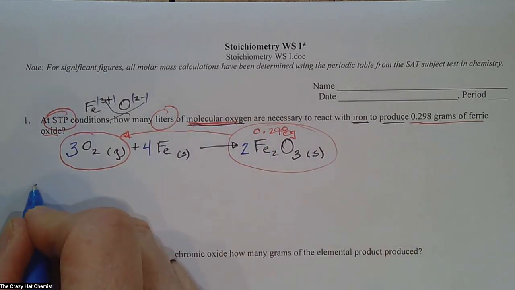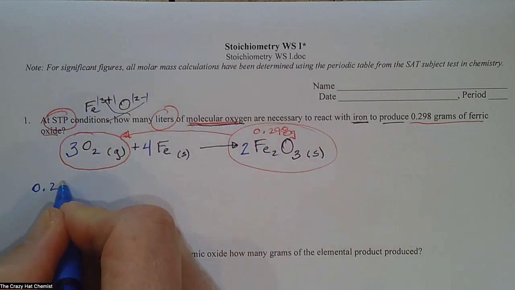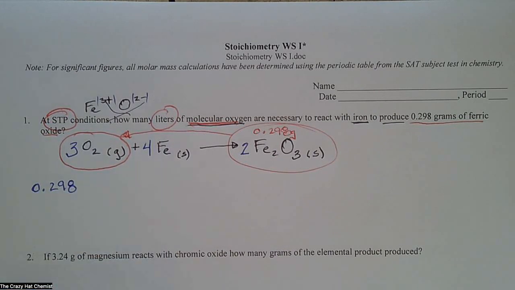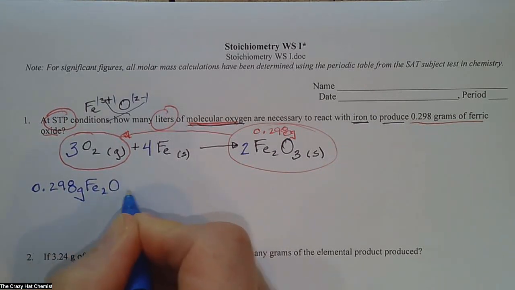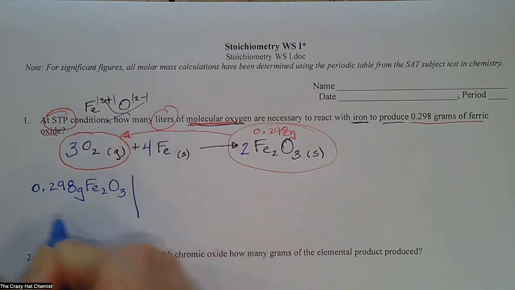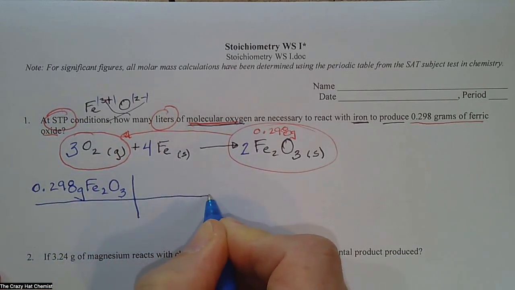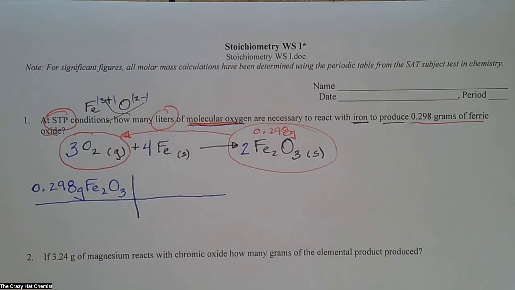That number that we have is 0.298. The units are grams, and the formula is Fe2O3. That's for ferric oxide, Fe2O3. And we're going to do a number of stoichiometric steps here.